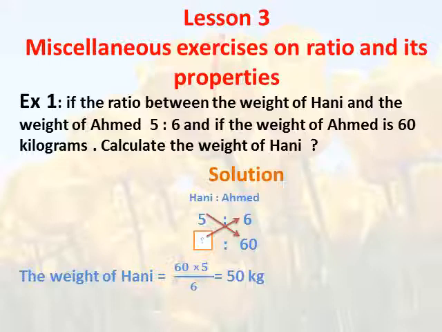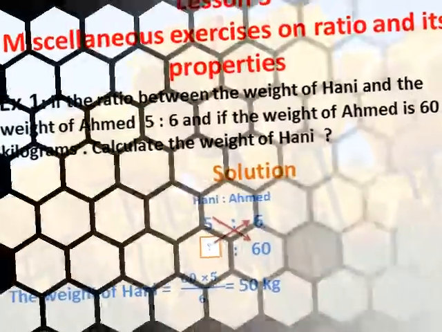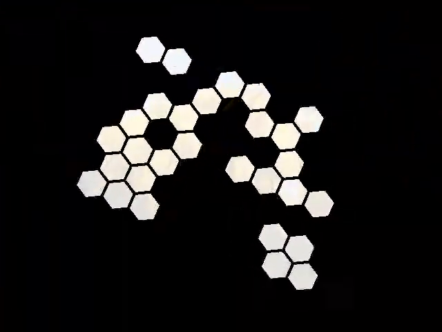Okay? Like the term of Hani, I want to know the real value of the weight of Hani, so I will put a question mark. By using cross multiplication, we will get the weight of Hani. Weight of Hani equals 5 times 60 over 6. Cancel 6 with 60 equals 10. 10 times 5 equals 50 kilograms. Okay? Another exercise, exercise 2.